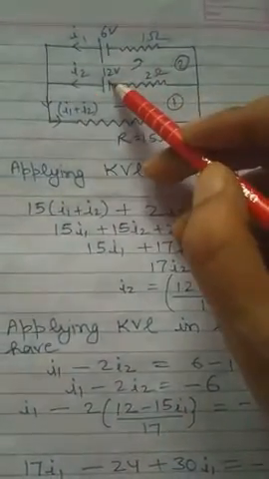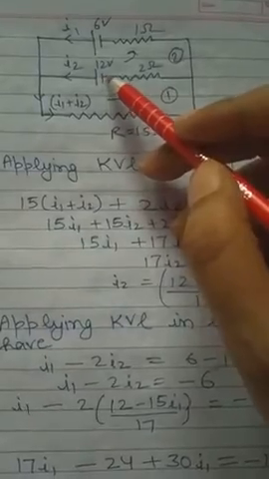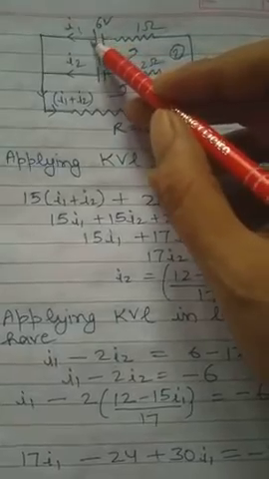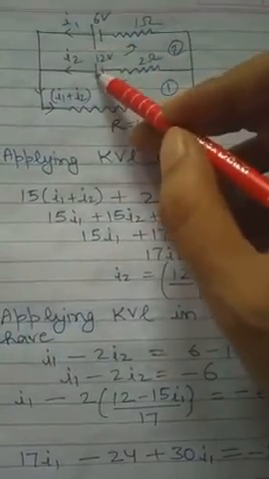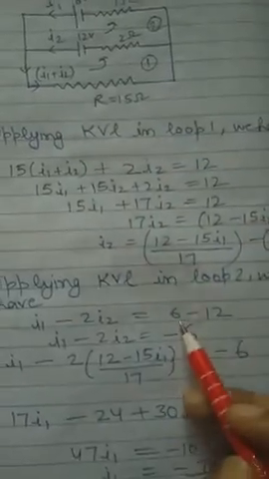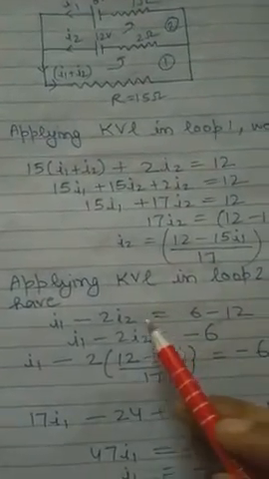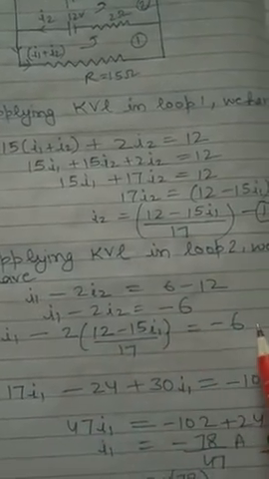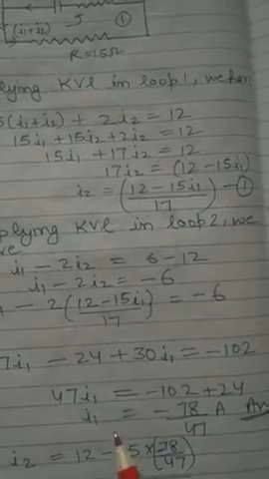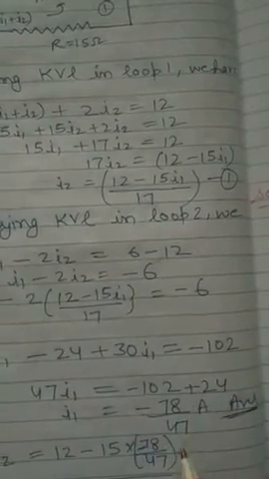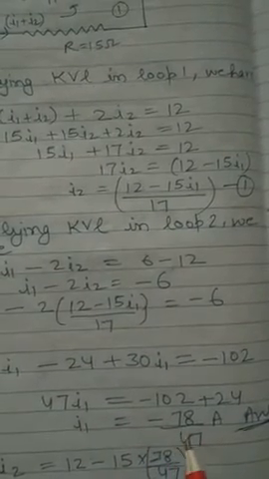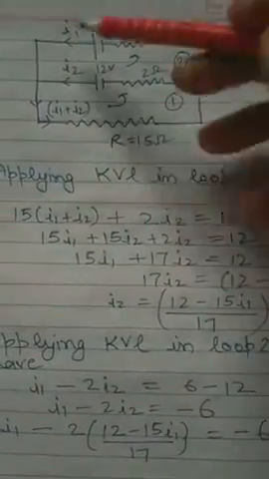And again coming to this, I2 is opposite to our direction, so it will be minus 2 I2. Going from negative to positive, this will be 6, and from positive to negative, this will be minus, so 6 minus 12. Now putting this value of I2 from here, we get I1 minus 2 into this value equal to minus 6. Solving this equation we get I1 equal to minus 78 by 47 ampere. That means we are getting the value of current as negative, so the current direction that we have taken will be opposite for I1.